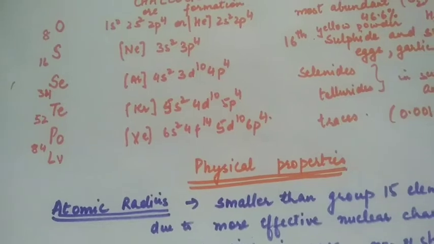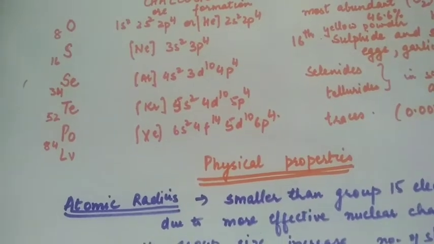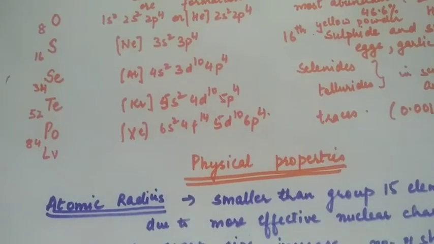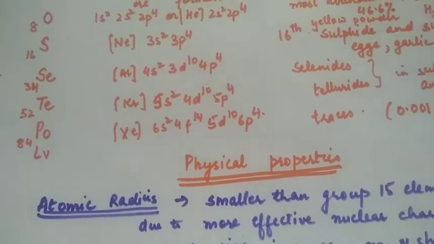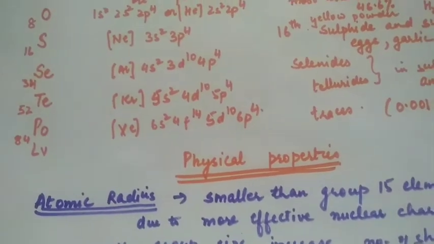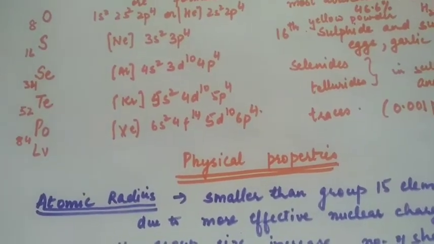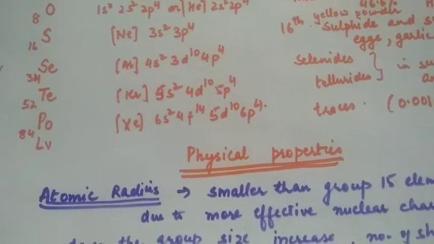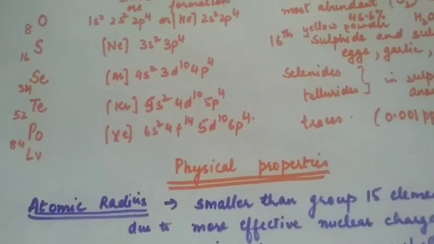Selenium is argon, 4s2, 3d10, 4p4. Tellurium is krypton, 5s2, 4d10 and 5p4. For polonium it is xenon, 6s2, 4f14, 5d10 and 6p4, and accordingly for livermorium.